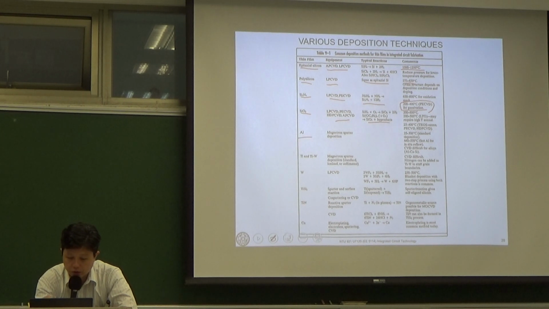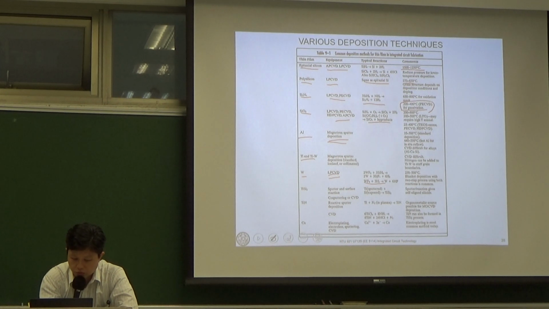And for aluminum, you can use sputtering, you can use evaporation. It's very easy to process aluminum. For titanium tungsten, you can use LPCVD, or of course we can use some sputtering also. And gold is like electroplating here. And this uses sputtering deposition, or CVD.